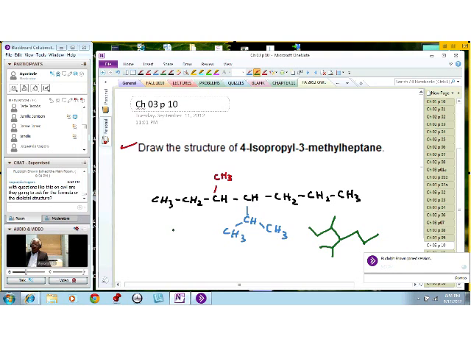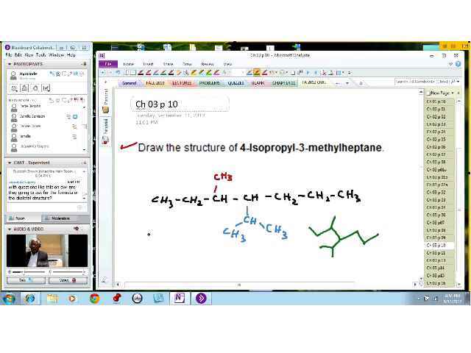Okay, and that will be the skeletal structure. Somebody asked a question. With questions like this on how, are they going to ask for the formula or the skeletal structure? Well, they could ask for anything. They could ask for anything.